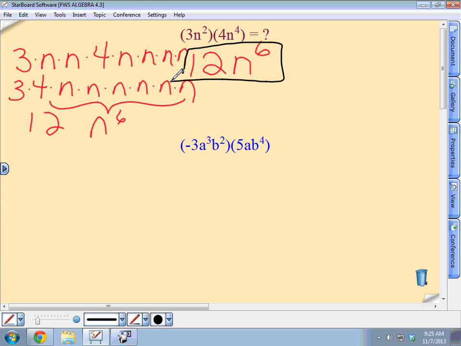All right. Let's step it up a notch now, Desiree. What am I going to do down here? I have negative 3a cubed b squared multiplied by 5ab to the fourth power. What am I going to do? We're going to multiply the two. And what am I going to get?